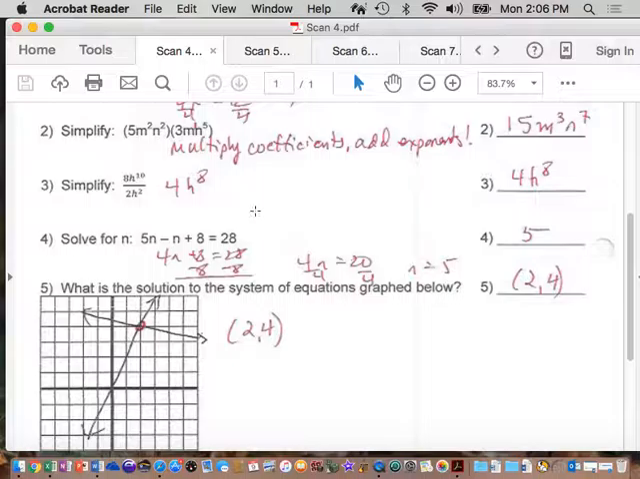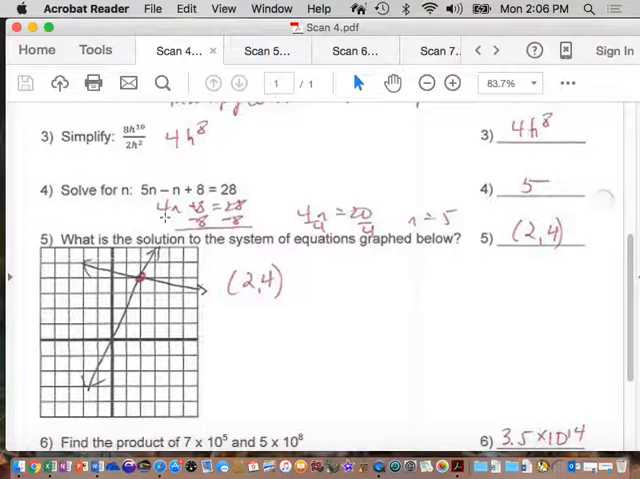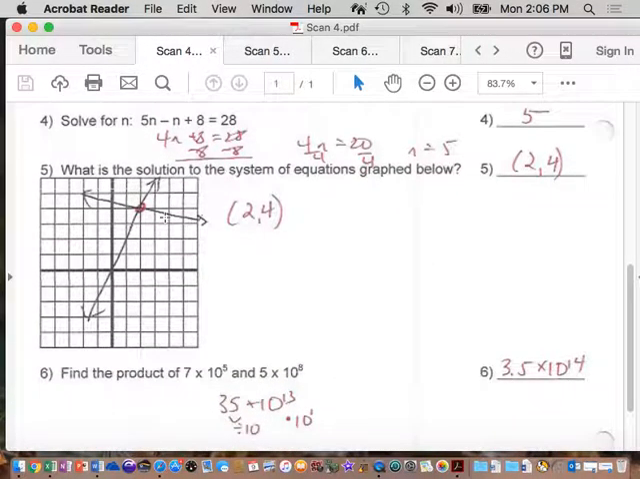Number 2, remember to multiply the coefficients, add the exponents. It's 15m to the third n to the 7th. And number 3, divide the coefficients and subtract the exponents. 4h to the 8th. Next up here, 4n plus 8 is 28, subtracting 8, dividing by 4, n is equal to 5.